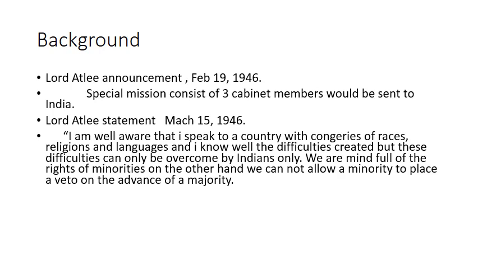It means in this statement, Lord Attlee was fully aware of the cultural, linguistic, and religious diversity of India, and he was fully aware of the issues in India, but he proposed that Indians only can resolve their issues by themselves. And he said that although he was well aware of the minorities, he would never allow the minority to place a veto on the advance of the majority.